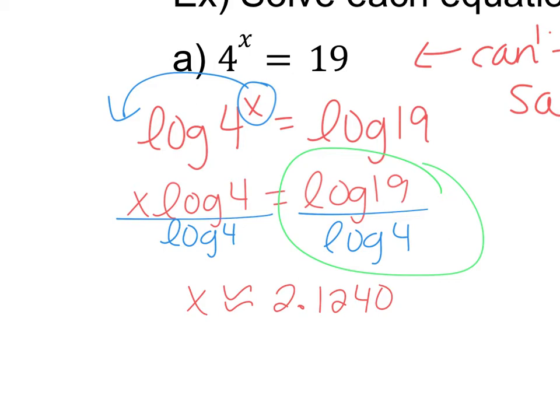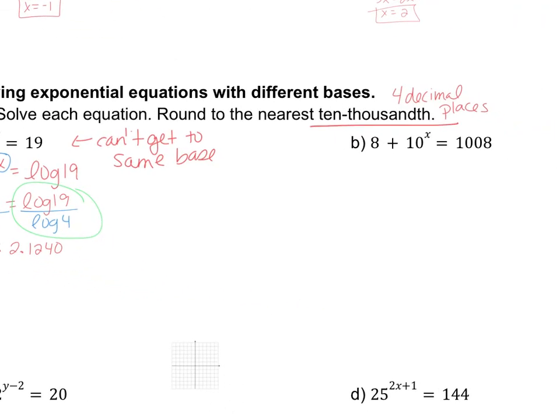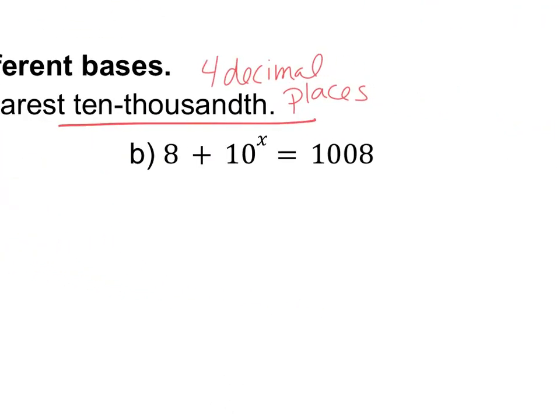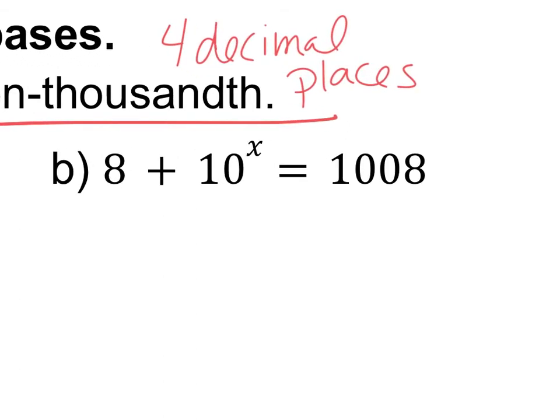Kind of cool, right? Using those properties to solve. Okay, this one, let's see, what would you do first? I would subtract 8 from both sides. So 10 to the x equals 1,000, right?